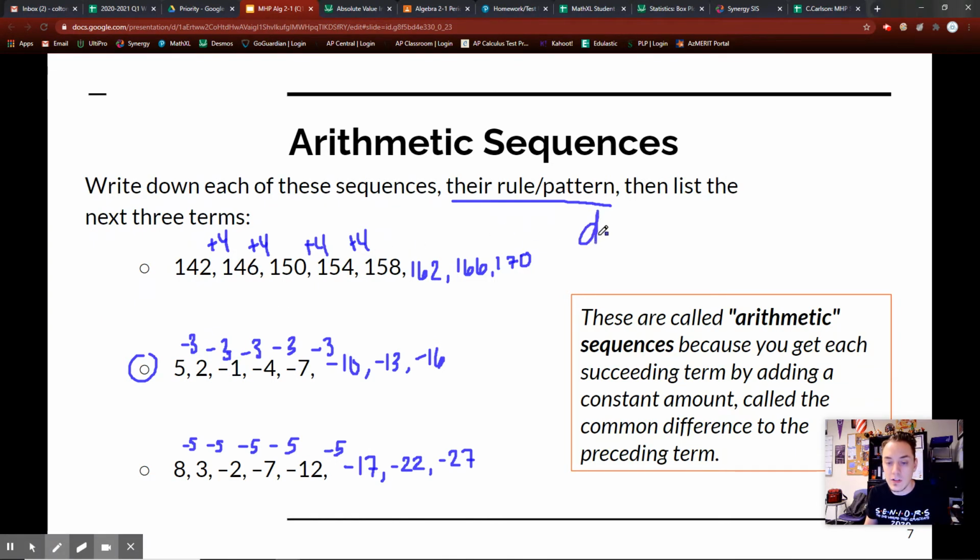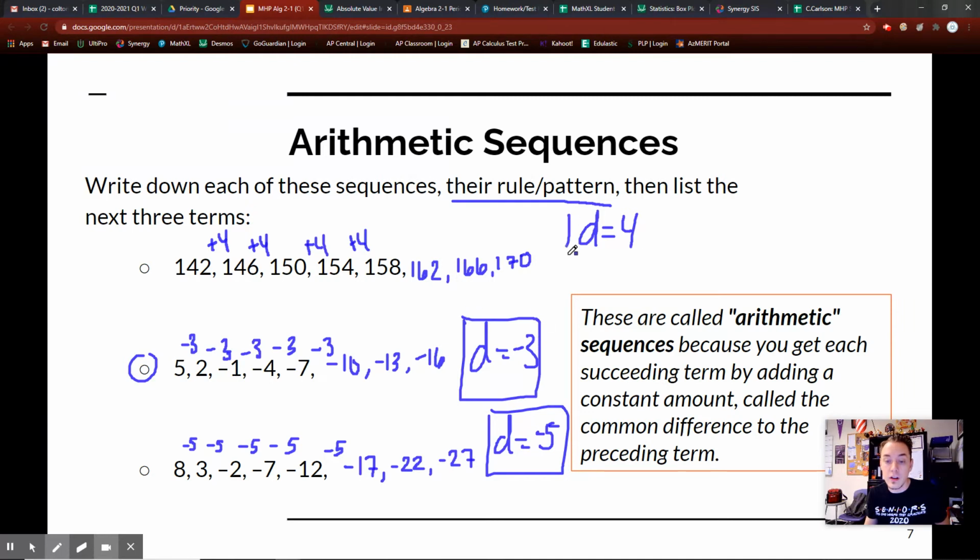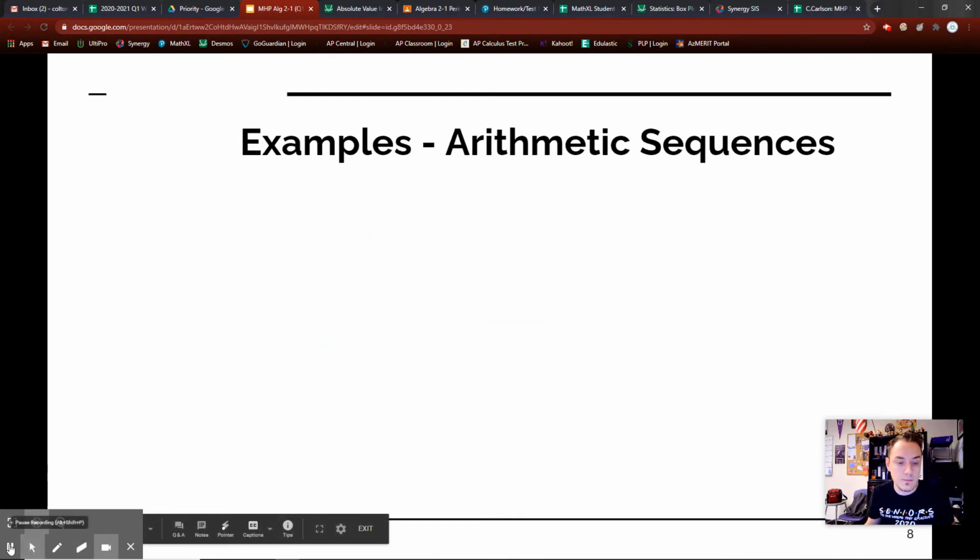Our common difference, or D, equals 4. What about the second one? D equals -3. Third one, D equals -5. These are my common differences in each of the sequences that can be found within the pattern. Okay? So let's erase and move on to the next one.